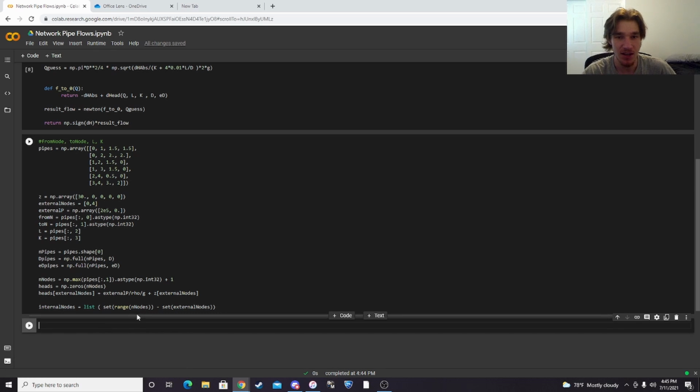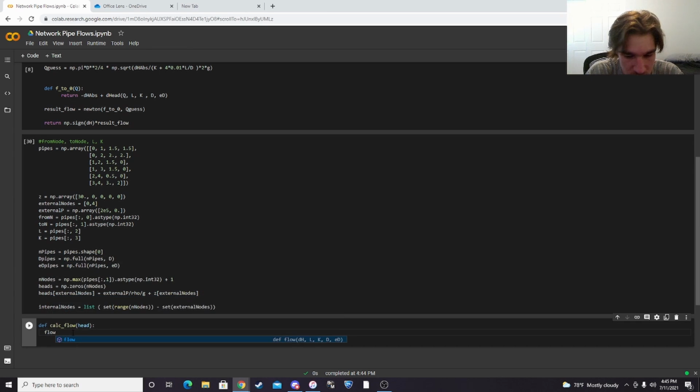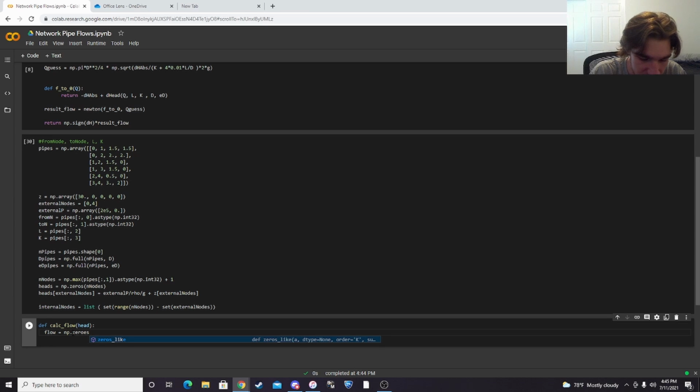So now that we have that, what we are going to do is a function to calc flow. And what this is going to be giving is a head. Let's see if that's correct. So we want to create flow. It's going to be returning flow, but we're going to do flow as np zeros, and this is of pipes.